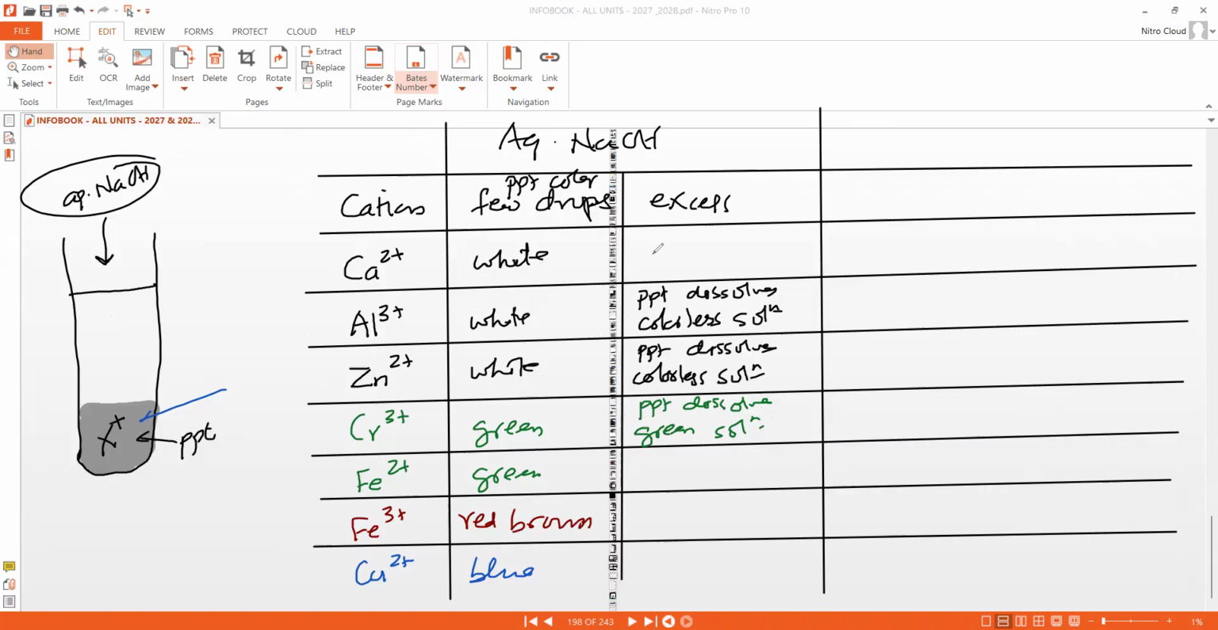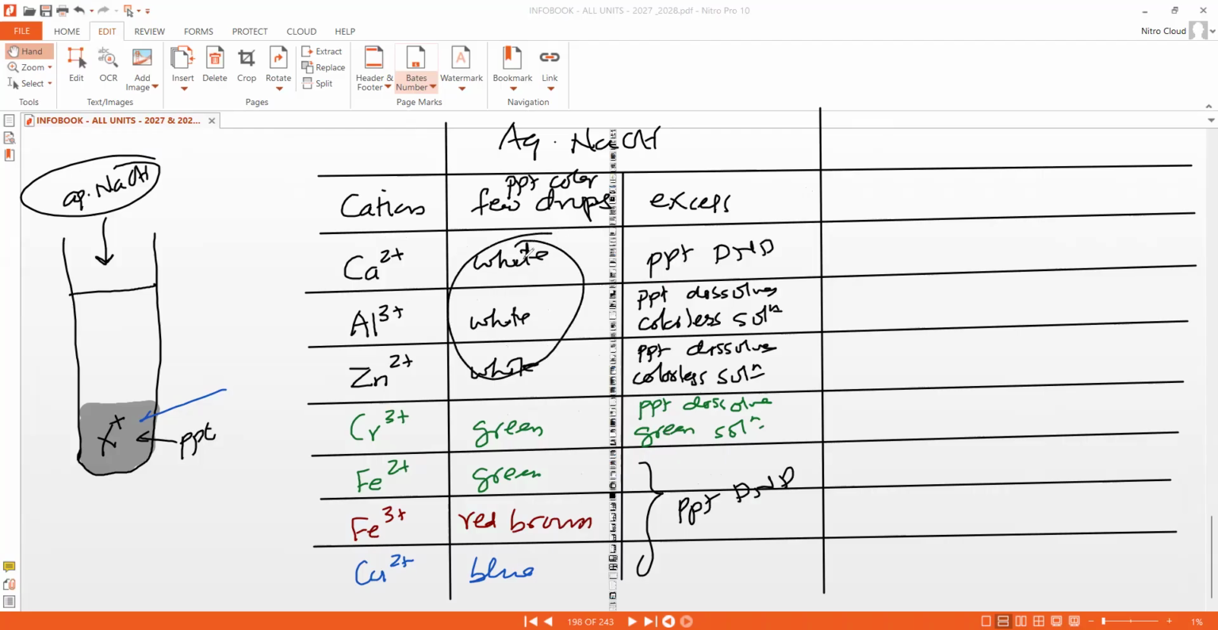For others, simply write the precipitate does not dissolve. For all these three also, precipitate does not dissolve. Only these three dissolve because they are amphoteric in nature. Okay, so that's how you add excess and resolve at least two clashes. One is between Fe2 plus and Cr3 plus. Both of them give green precipitate, but when you add excess, Cr3 plus will dissolve, giving a green solution, and the Fe2 plus precipitate will not dissolve. Okay, so that's how the green clash is resolved.